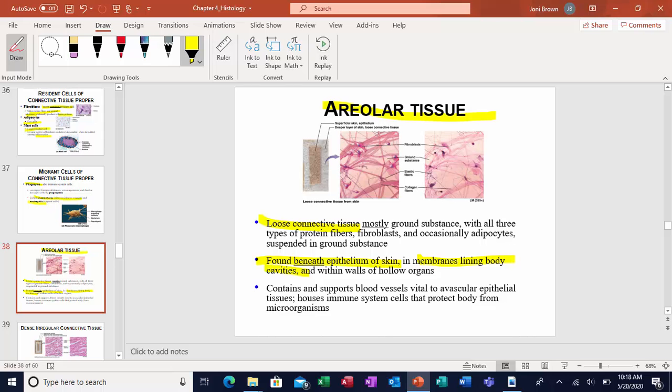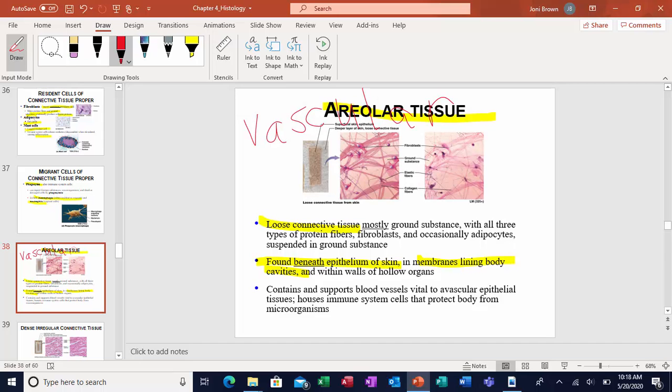It is vascular. All connective tissue is vascular. You remember what avascular means? Without blood. Well, vascular means that it's got a good blood supply. So it's going to supply all the blood by diffusion through that basement membrane into the epithelial tissue. And there's a lot of immune system cells there that work to fight invasion by microorganisms. So that's areolar connective tissue. You see, cells are scattered around in that extracellular matrix.